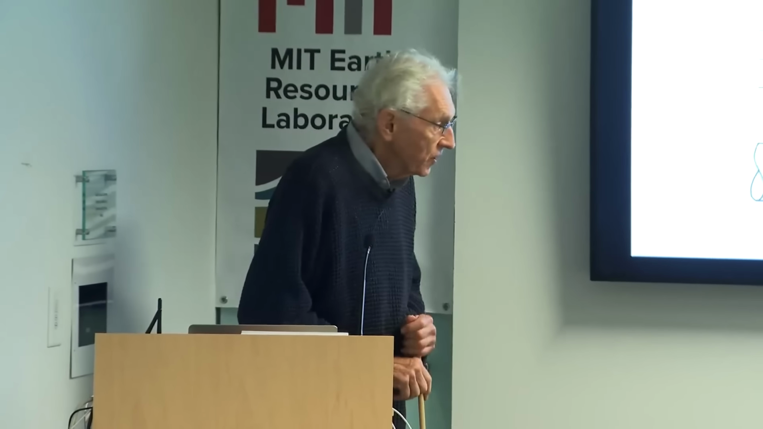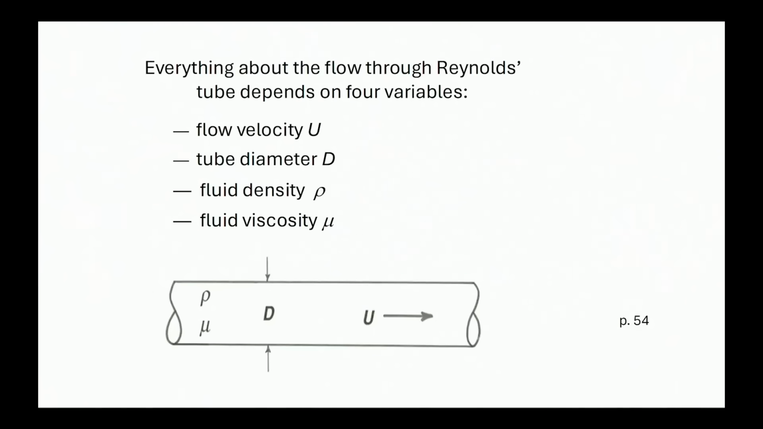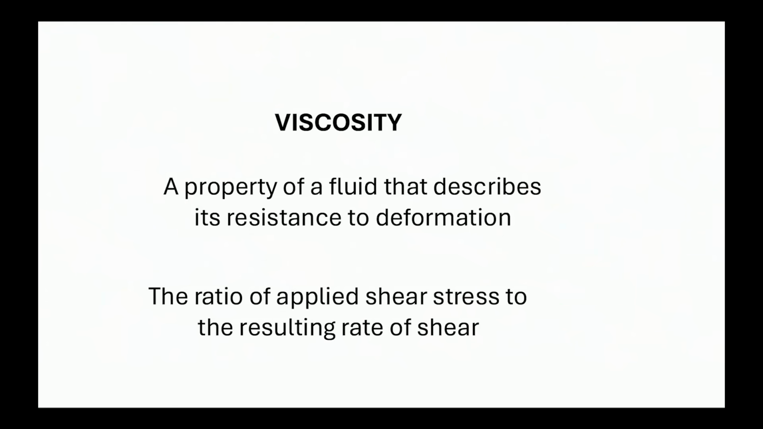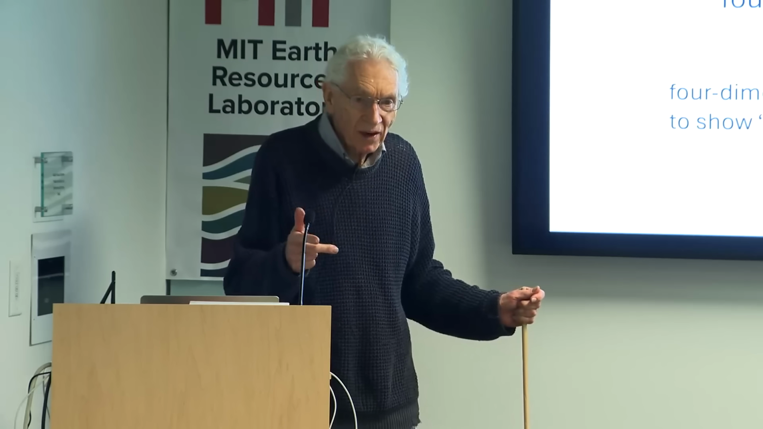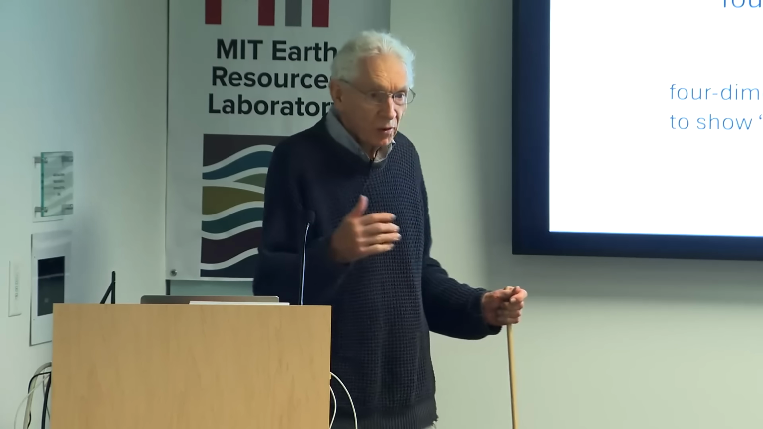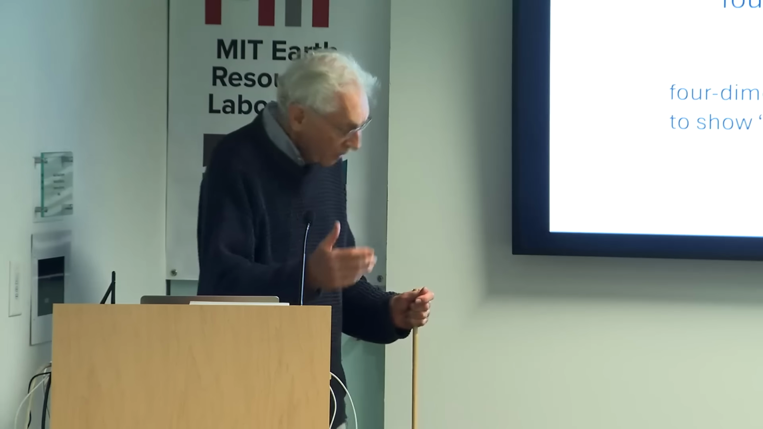Okay, so let's think about this flow through a tube. It's a good example of what we have to deal with in fluid flows. You need 4 variables to account for this flow. Obviously, you need the flow velocity and the tube diameter, but also the fluid properties, fluid density and fluid viscosity. Those are 4 variables you need to deal with. If you tried to graph a 4-dimensional diagram, well, that's impossible, right? You can't possibly do that. So you'd think that we're stuck in representing this.